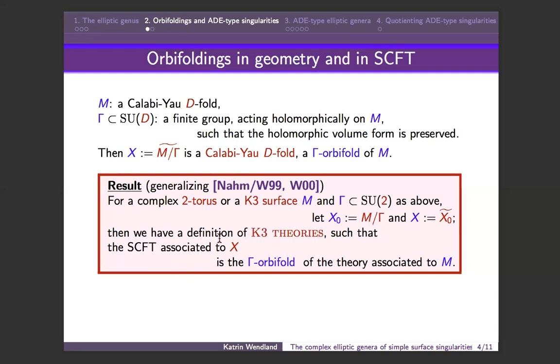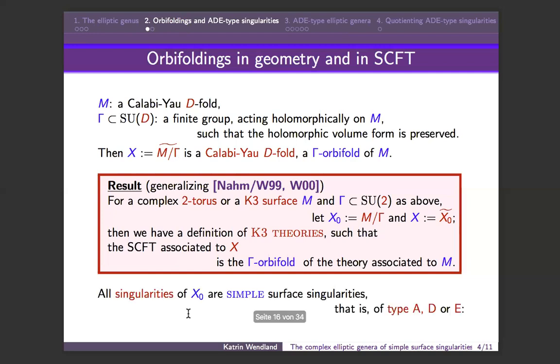For K3 theories, now the elliptic genus is very well under control. And I remind you, the original question I asked was, since we understand that elliptic genus so well, shouldn't it be possible to decompose the elliptic genus into contributions that come from the non-singular part of the orbifold on the one hand, and into contributions from the singularities on the other hand? So let's briefly see what kind of singularities occur in this K3 context here.